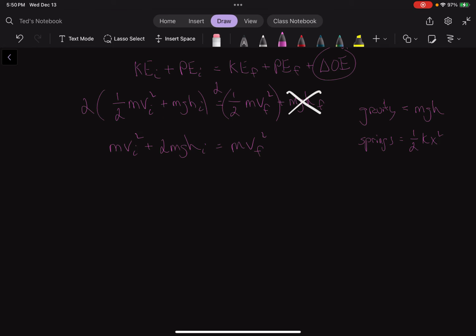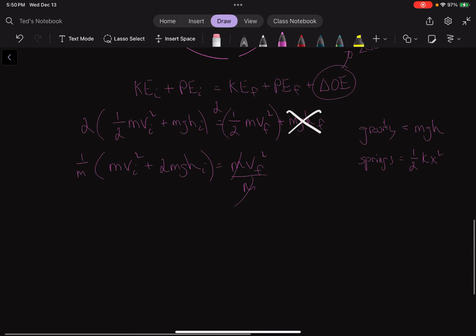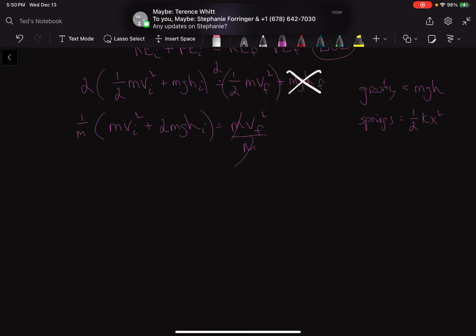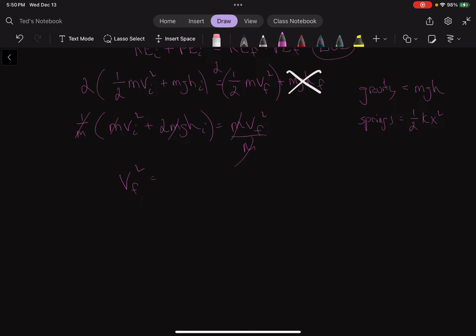Next thing I'm going to do is divide both sides of the equation by m. So if I divide the right side of the equation by m, I multiply it by 1/m, and divide the left side of the equation by m. My m's cancel there. And here, again, I have to distribute the 1/m to both pieces of this equation. So when I multiply that by the first one, the m's cancel. When I multiply by the second one, the m's also cancel. And I end up with v final squared is equal to v initial squared plus 2gh initial.